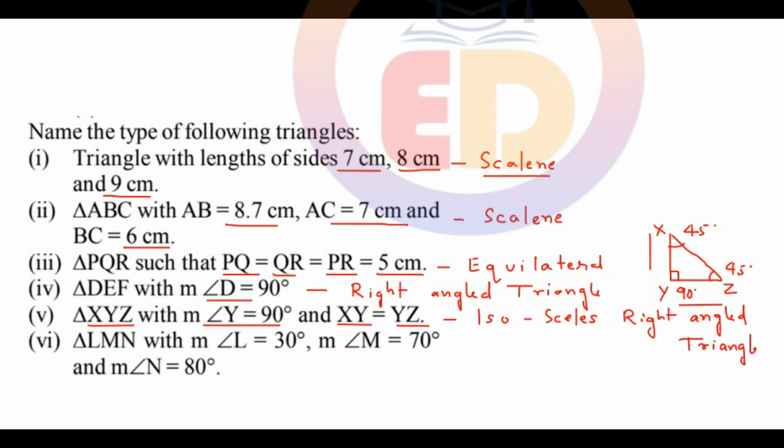Sixth, in the triangle LMN, angle L is 30, angle M is 70 and angle N is 80. All the three angles are acute angles, and such a triangle is called an acute angled triangle. We have already discussed this on the basis of sides and on the basis of angles. Please go through the video once again.